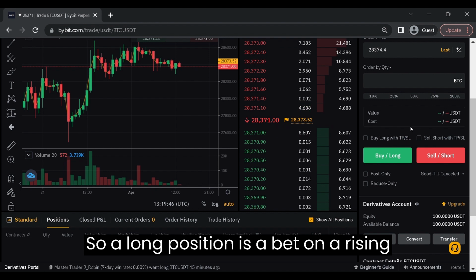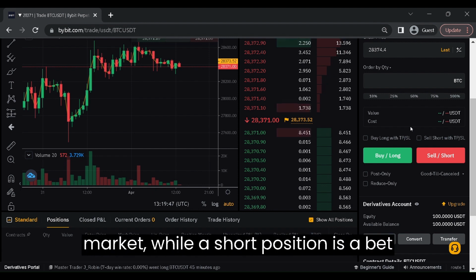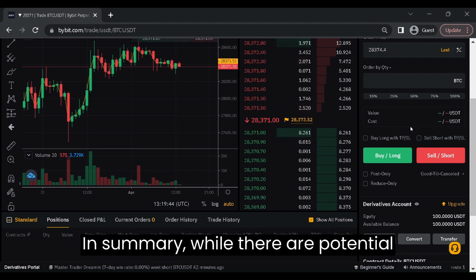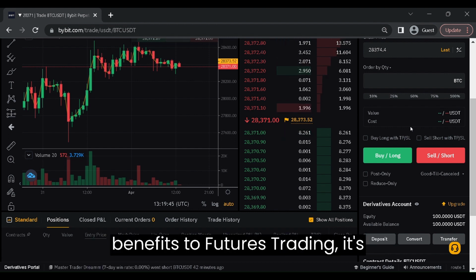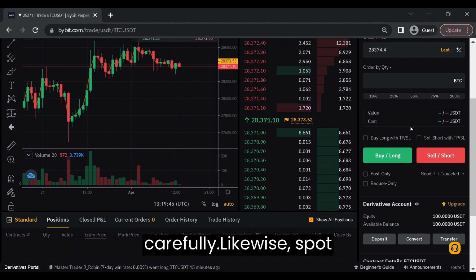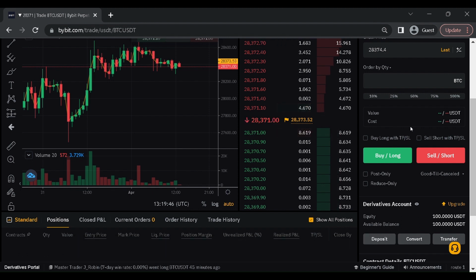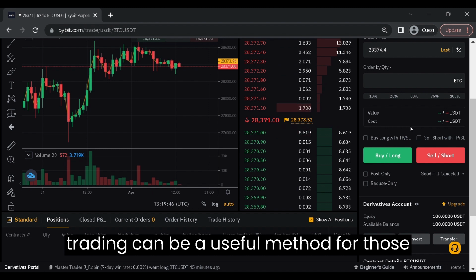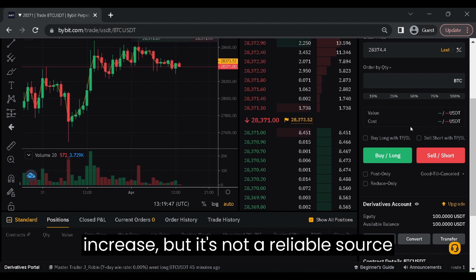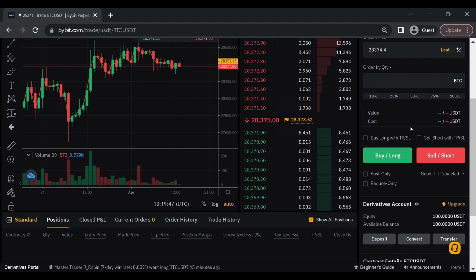So, a long position is a bet on a rising market, while a short position is a bet on a falling market. In summary, while there are potential benefits to futures trading, it's crucial to consider the associated risks carefully. Likewise, spot trading can be a useful method for those waiting for cryptocurrency value to increase, but it's not a reliable source of regular income.